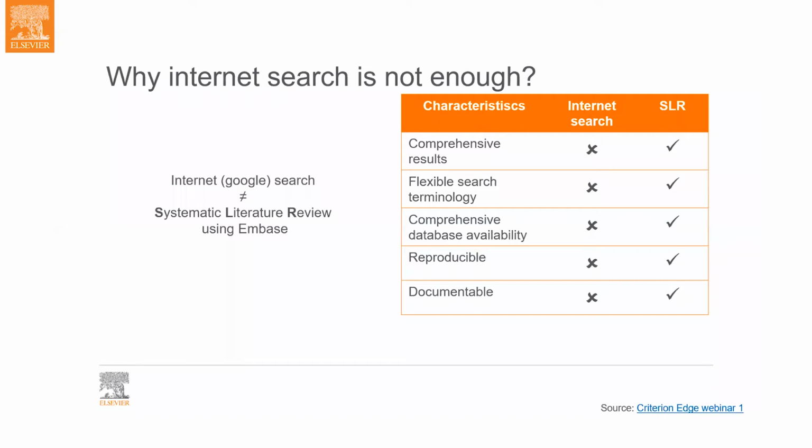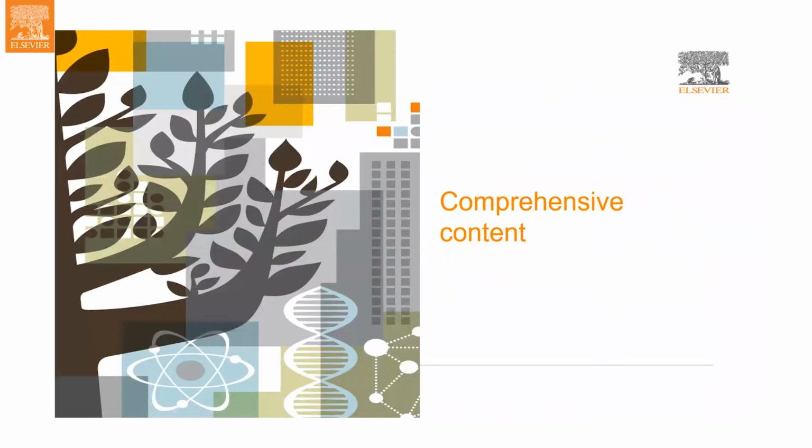But if you are using Embase, in comparison with other internet searches, Embase gives you a really comprehensive result, and using the flexible instrument, it will help you to find reproducible and documentable results and find the information. It is the main difference between these free internet tools and the Embase system.